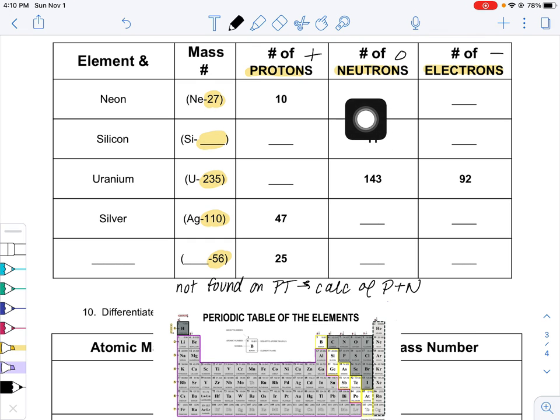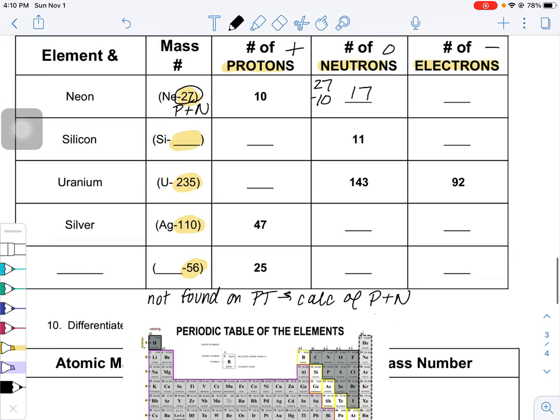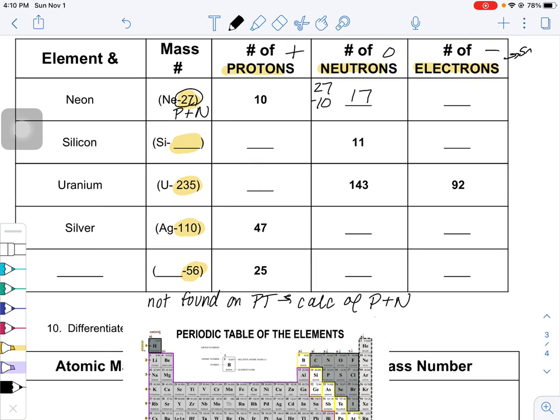And I need to solve for neutrons, but I do have this mass number. So remember, this is protons plus neutrons. So I can do a quick subtraction. My total minus my protons allows me to know I have 17 neutrons. And in terms of calculating electrons, I'm looking at the same as protons because all of these are in their neutral atomic state. So those will always be the same.